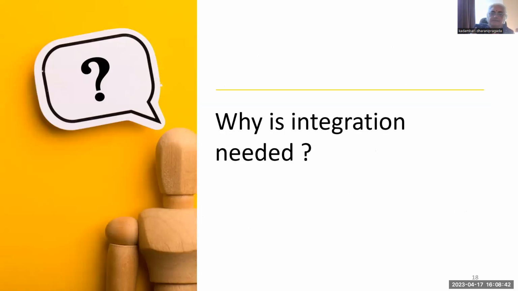Now, coming to a very, very basic question. Why is integration needed? Would anybody like to answer this question? Why do you think integration is needed? This kind of knowledge integration. Clinical application, okay, better understanding, yes. Oh, better outcome. Okay, I would take that as a learning outcome. Yes, better understanding.